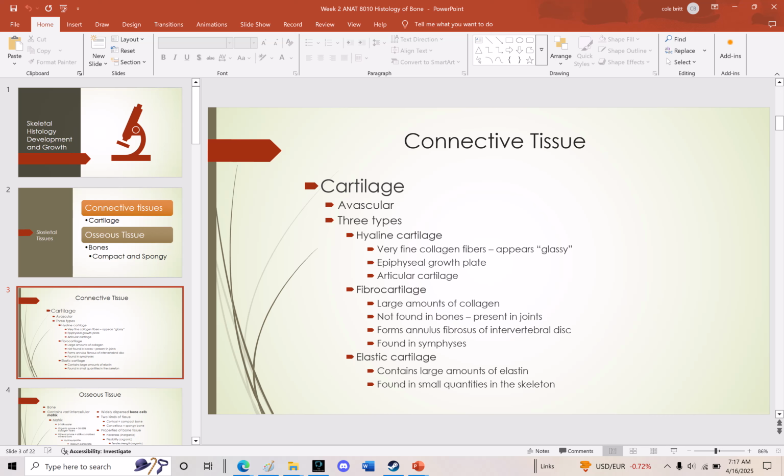And then elastic cartilage, as the name implies, has lots of elastin, which means that the bone itself is a little more flexible. We find that in small quantities in the skeleton because we want the skeleton to be somewhat flexible, but not too flexible, because it's got to be really strong, but at the same time, it's got to have some flexibility to it as well too.